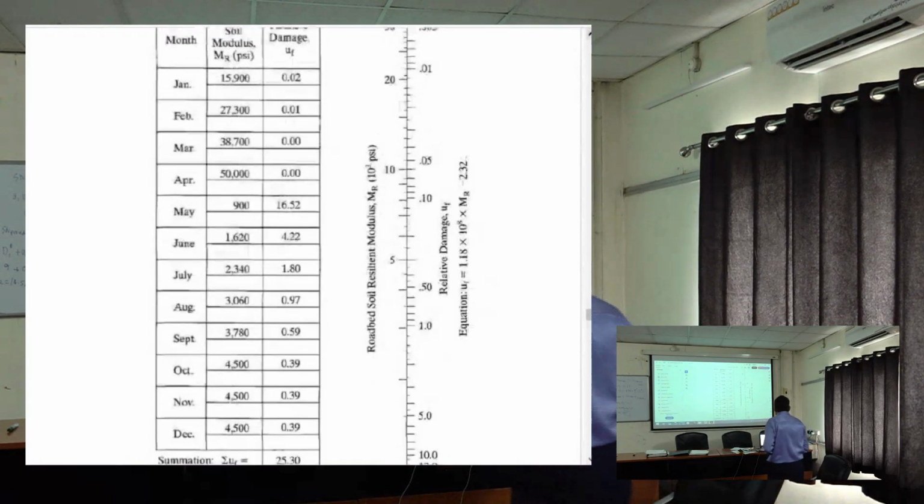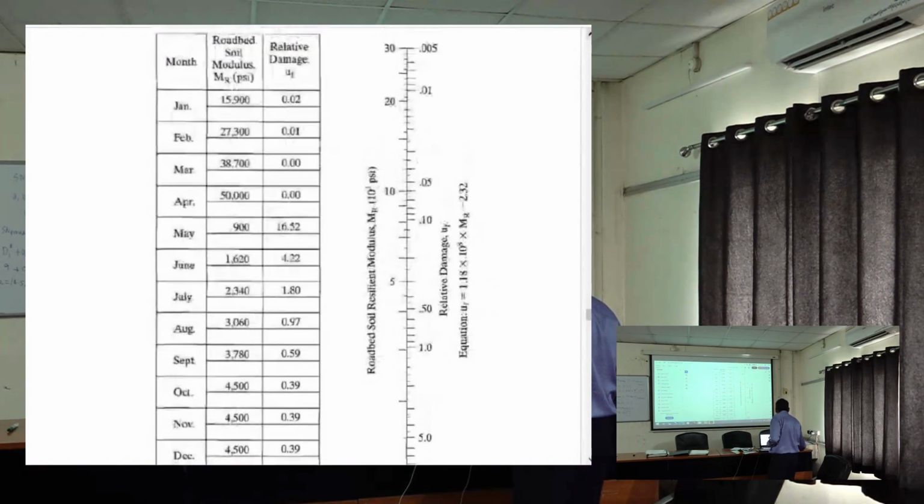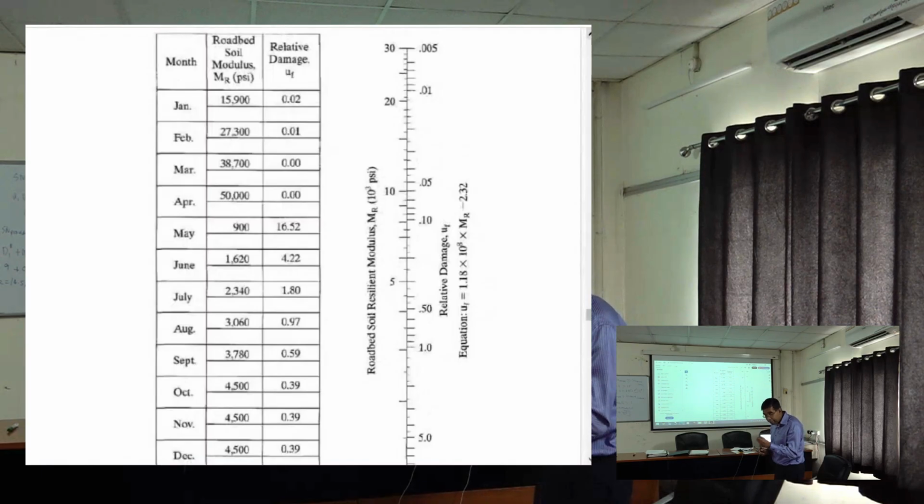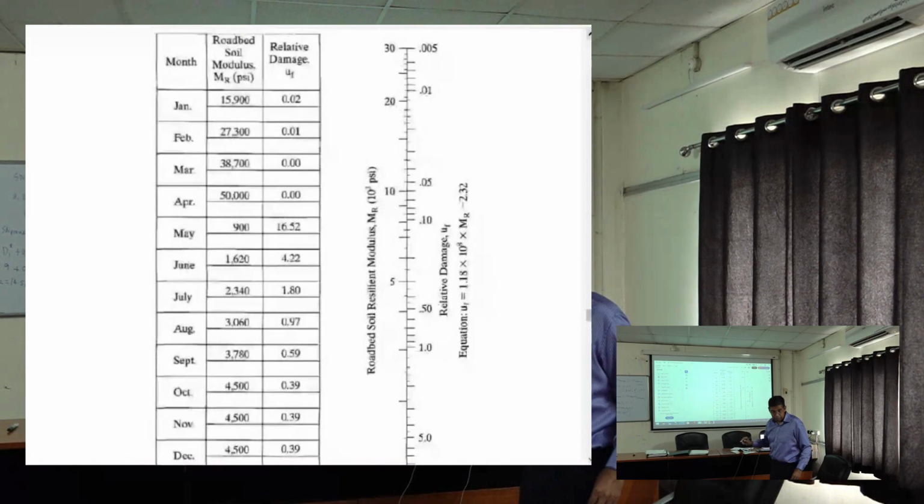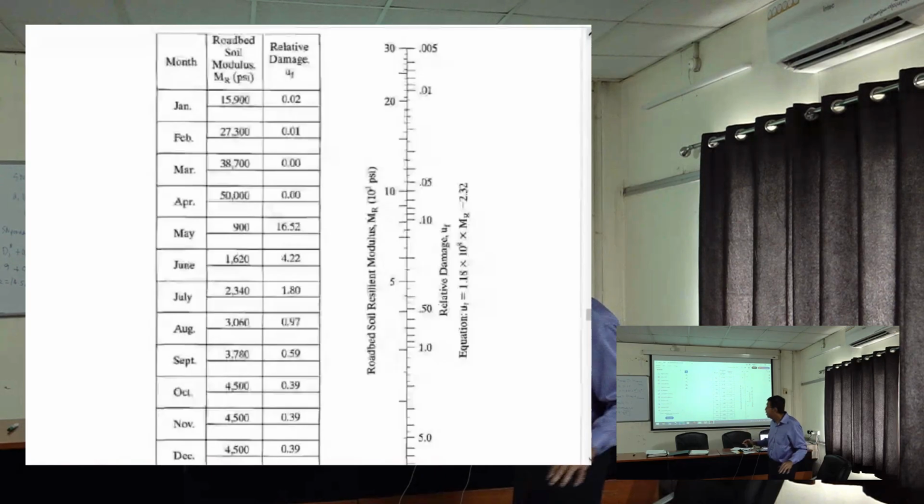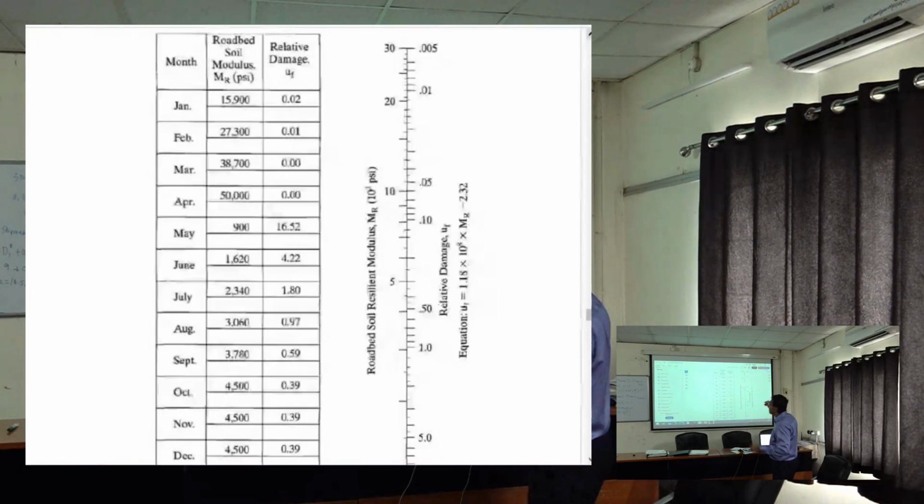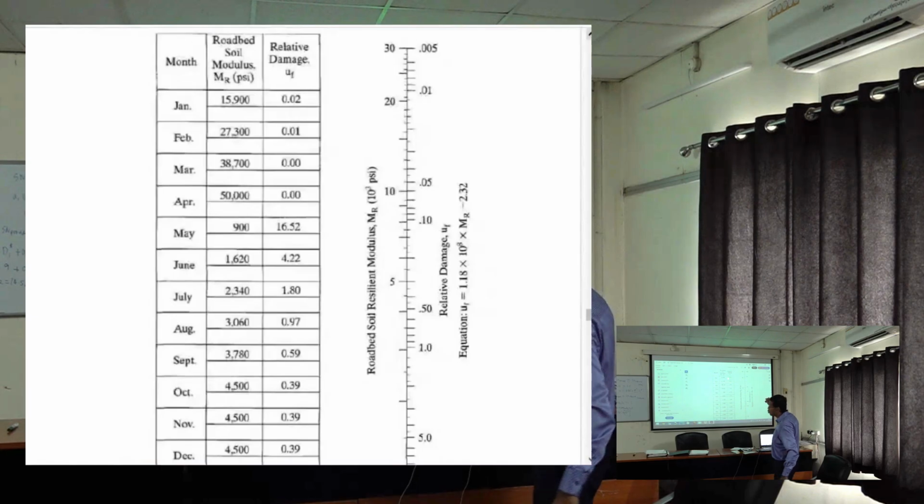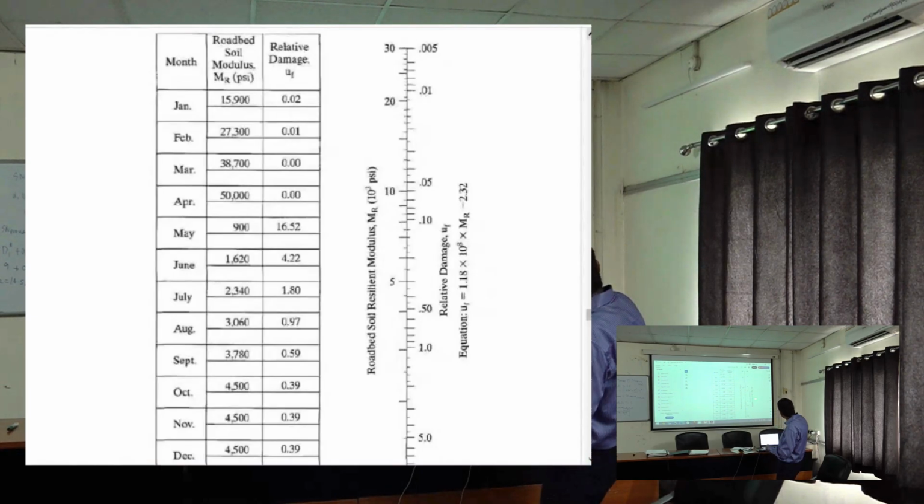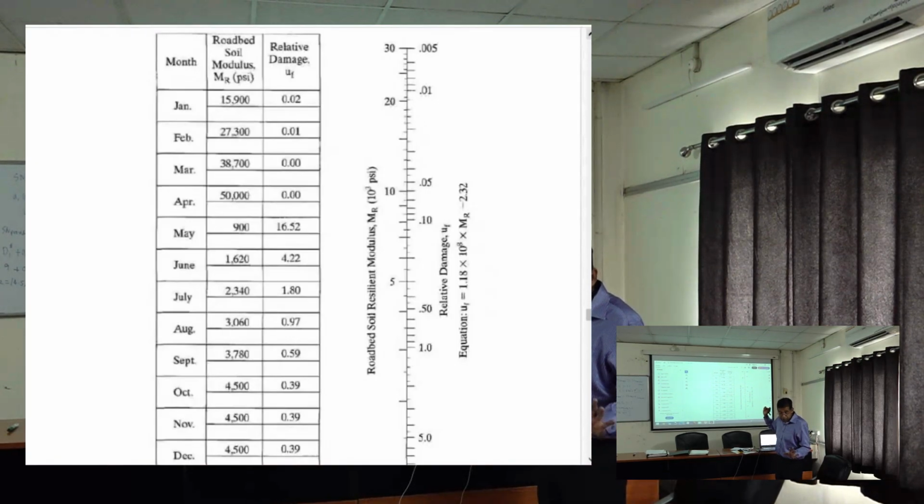Now they came up with something called damage. What it is saying is that if I constructed the pavement with 15,900 modulus, and that was there throughout the year, every time, the damage would be a made-up number of 0.02. It's coming from this equation, 1.1 times MR raised to minus 2.3. It's an equation plug-in. Everybody with me? Got it? Everybody got it?